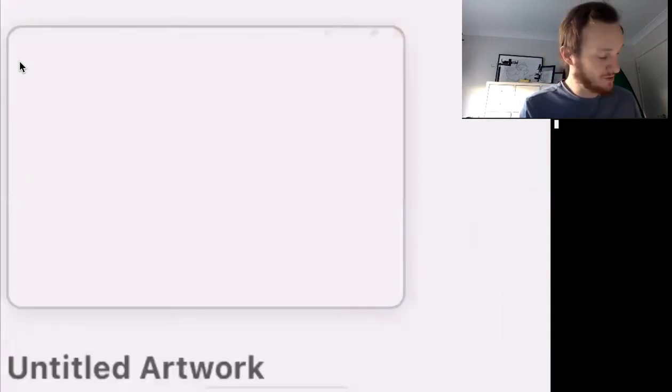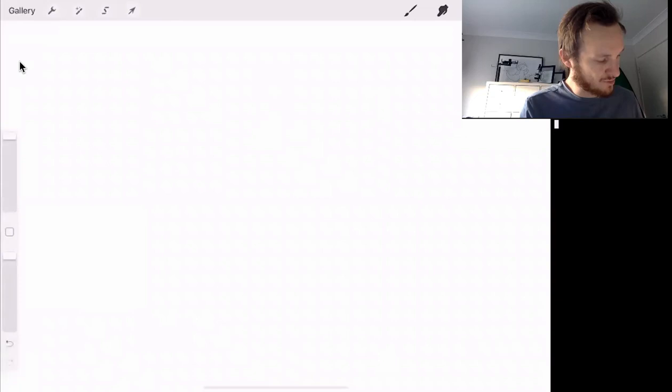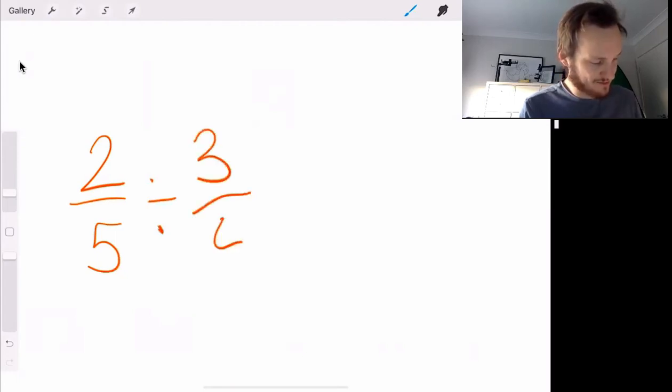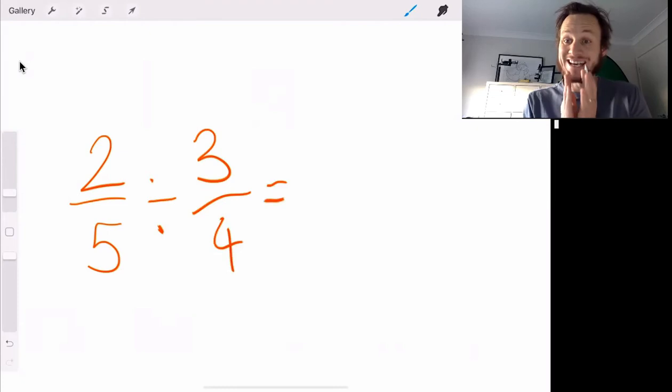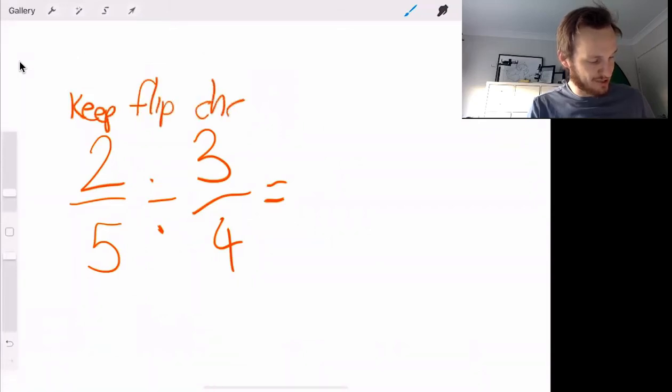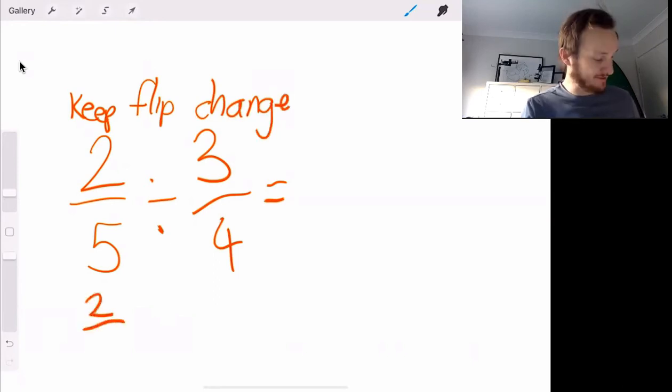Let's go 2/5 divided by, let's say, 3/4. Yeah. So remember, KCF. Keep, change, flip. Okay, so that means keep 2/5, change the division to a times.